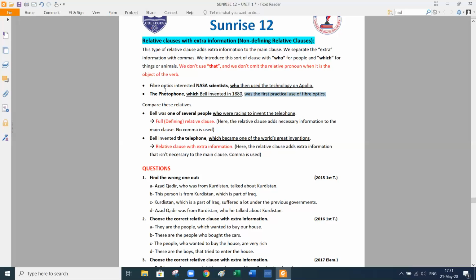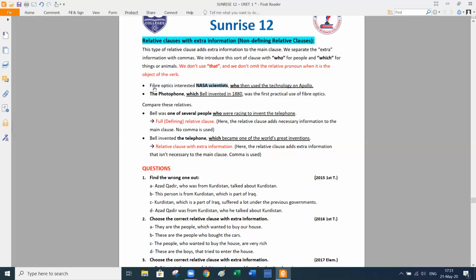That's important. In the first example, we didn't do something like that. Why not? Because in the first sentence, the relative clause is giving information about the NASA scientists. So NASA scientists is the object of the main sentence. Fiber optics interested NASA scientists. Fiber optics is the subject, interested is the verb, and NASA scientists is the object.